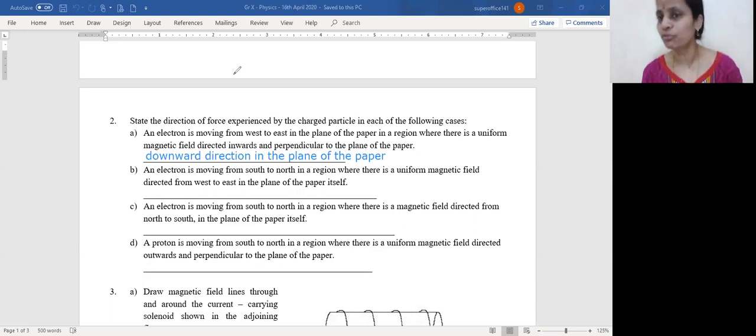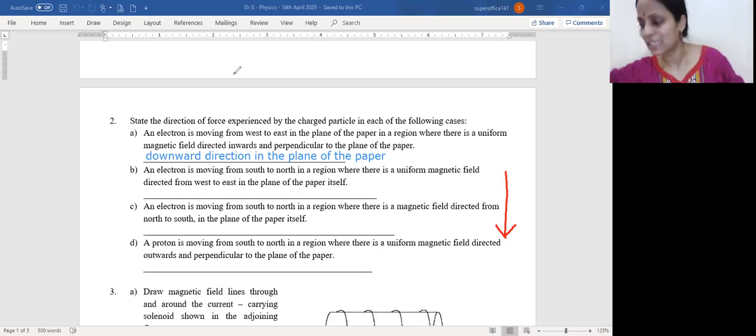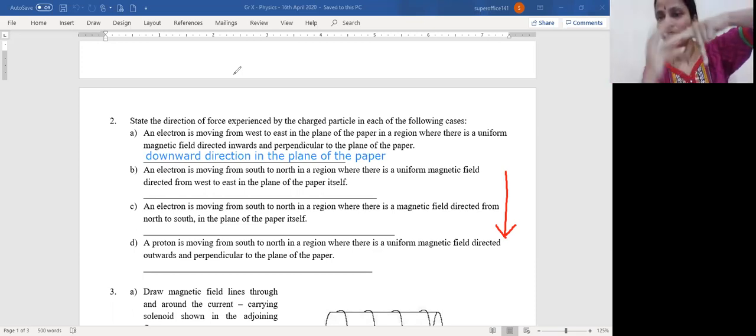Electron from south to north. That means where is the current, children? The current is from north to south. South to north, north to south. That means my electron, that is the current, is going to be in the downward direction. Field is from west to east. That is, it is going towards my right. Right is my east. So it is going towards my east. So current in the downward direction, field is in the plane. Watch this. Field is in the plane towards the eastern direction.